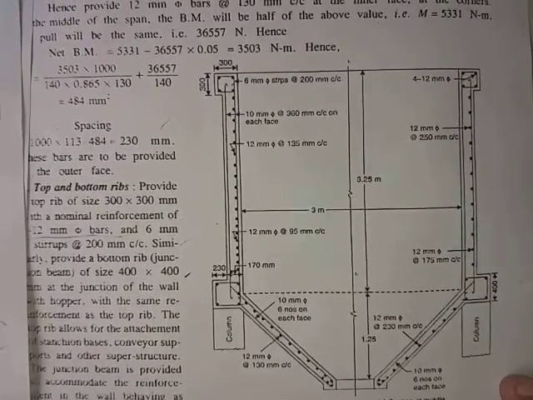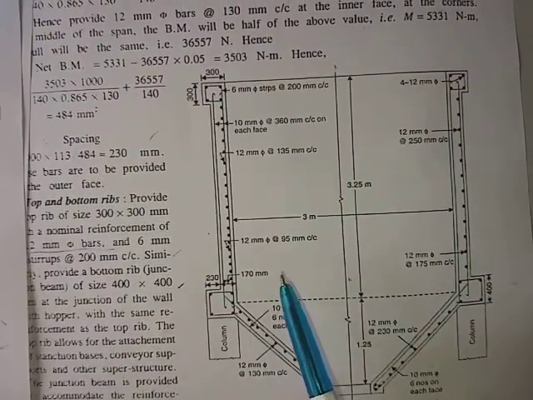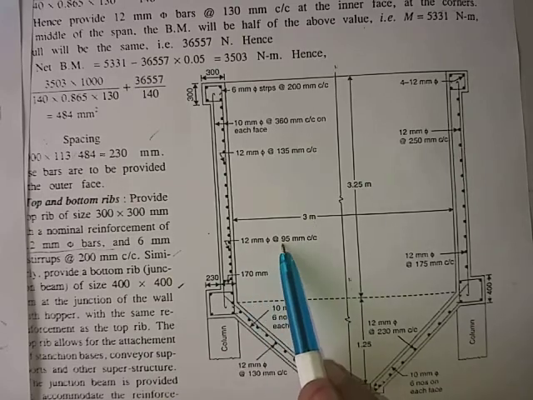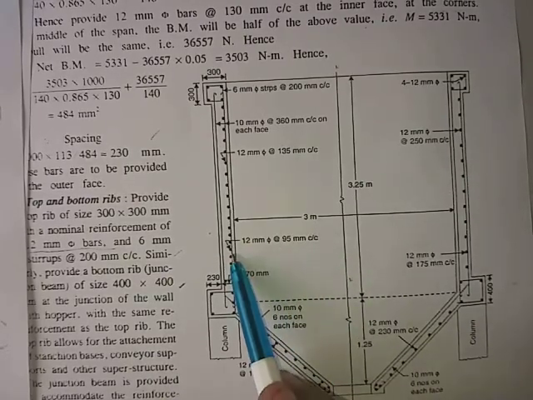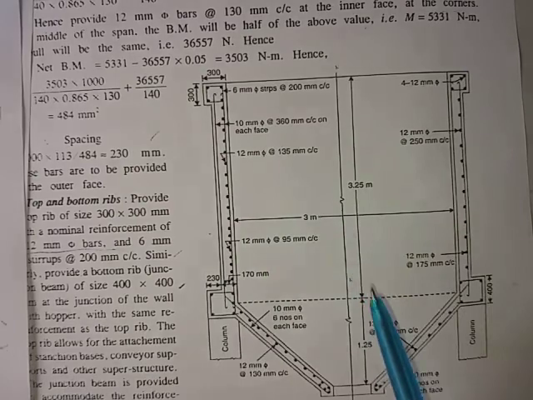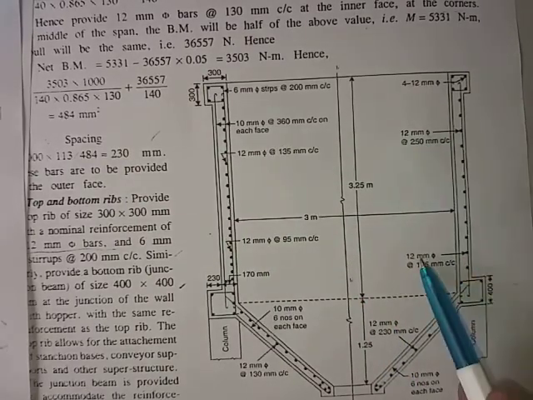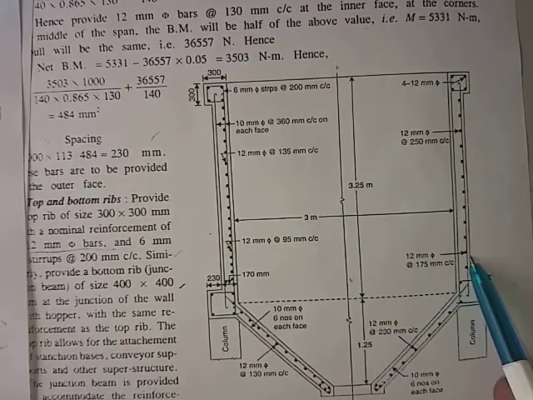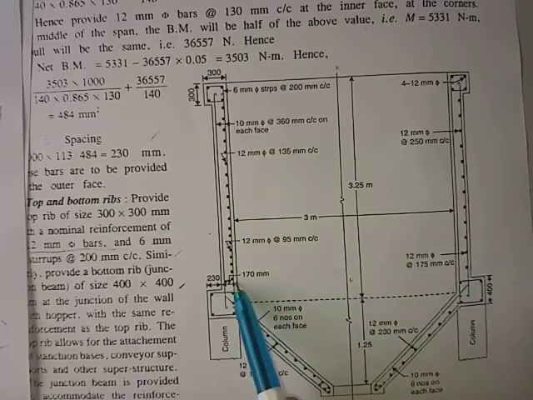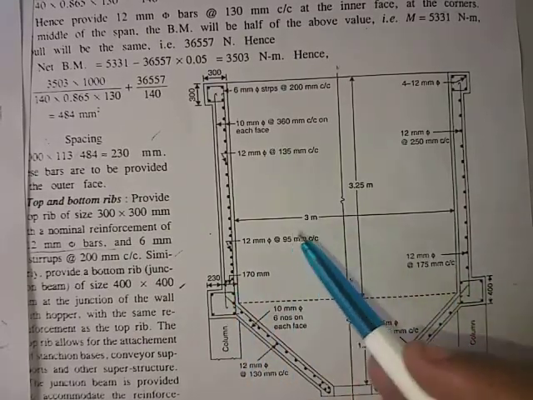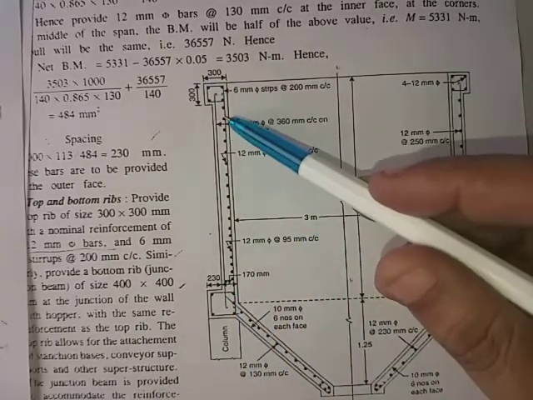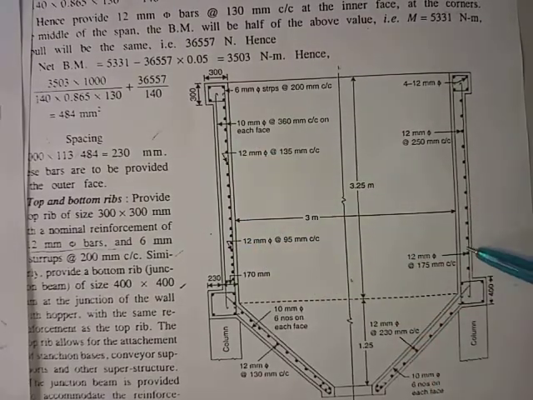So for the first case, the steel was 12 mm at the rate of 95 mm center to center in the inner face, and in the outer face the steel was 12 mm at the rate of 175 mm center to center. So this steel comes into the picture like this. Either you can provide uniform steel throughout the section, or it can be varied.